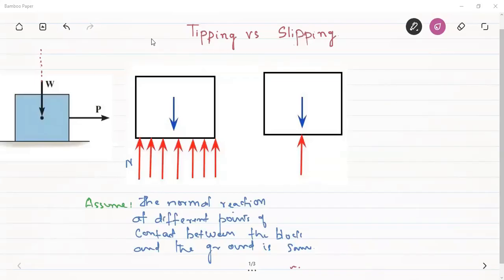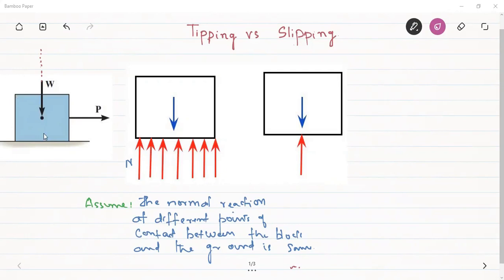In this lecture, we are going to discuss an important aspect of friction that is known as tipping versus slipping. Before moving on to this topic, let's see one schematic here in which a block of weight W has been shown, and this block is acted on by an external force whose magnitude is P in the positive X direction.